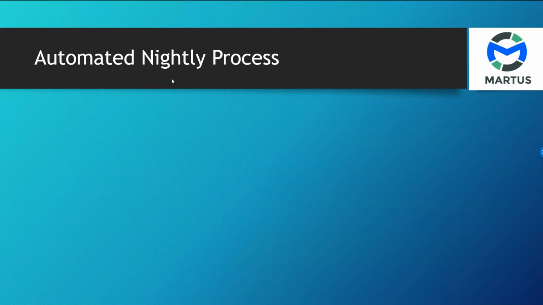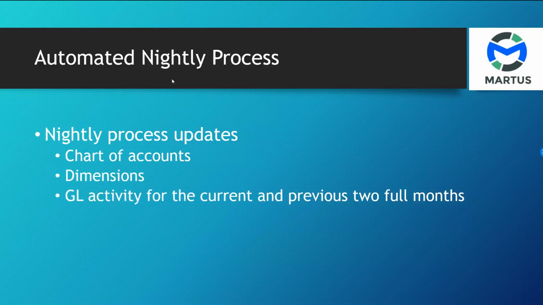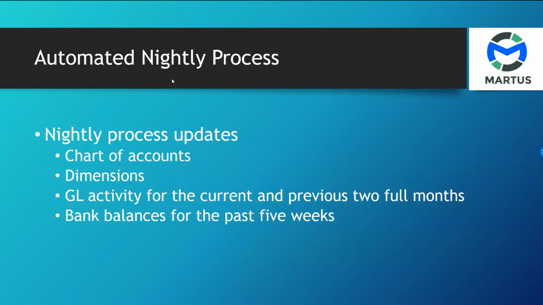So what does the nightly process do? The updater runs nightly and automatically to sync the data in Martus with your accounting system. It updates the chart of accounts, all dimension values for the dimensions used in Martus, all GL activity for the current month to date and 2 complete prior months, and bank account balances for the past 5 weeks.